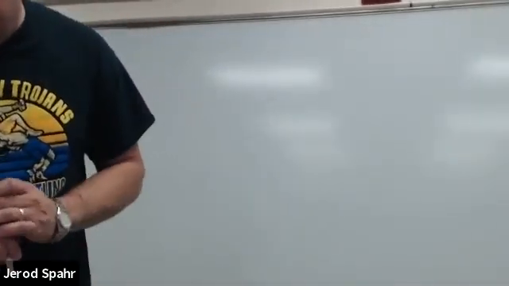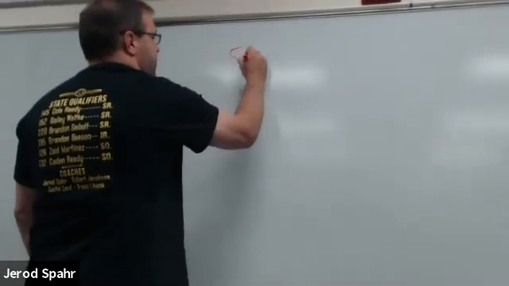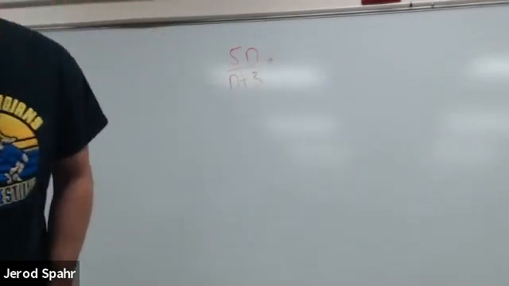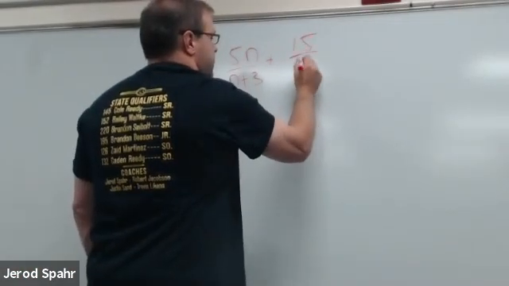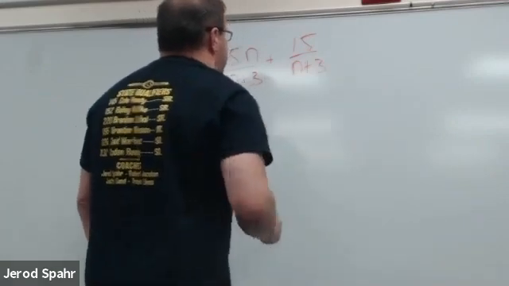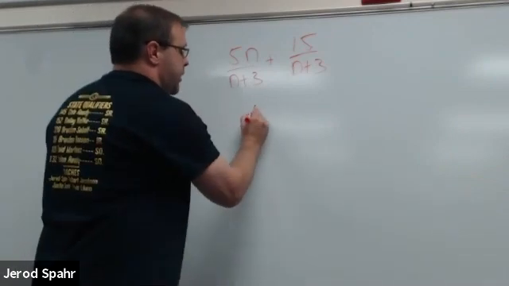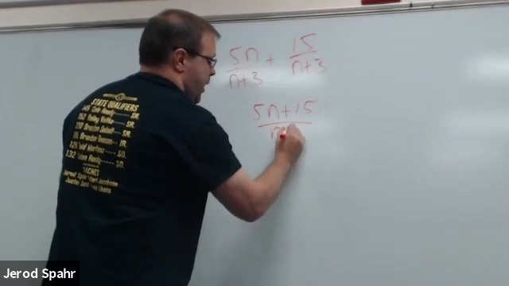The first ones, they do really nice. They have 5n divided by n plus 3. Oh, check it out, new marker. 15 divided by n plus 3. So look at this, we have common denominators. So just like any fraction, we can add the numerators. So we have 5n plus 15 over n plus 3.